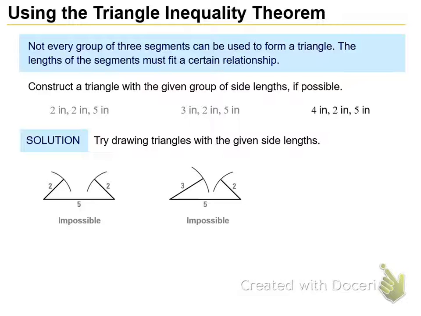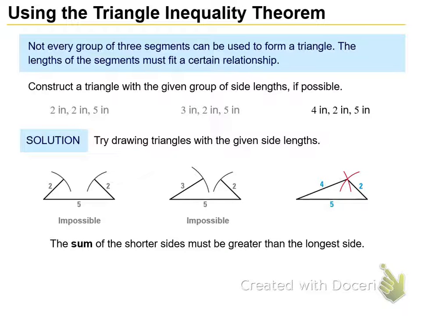So certain lengths will not form a triangle, and it only makes sense. Oh, there's a pattern here, and we'll explain. Like 2 inches, 2 inches, and 5 inches, if you see this picture. 2 inches and 2 inches aren't long enough to close the triangle across a 5-inch segment, right? And 3 inches and 2 inches are also not long enough to close a triangle across a segment. But the last one says 4 inches, 2 inches, and 5 inches. It will be long enough to close a triangle. So there's a pattern here, all right?